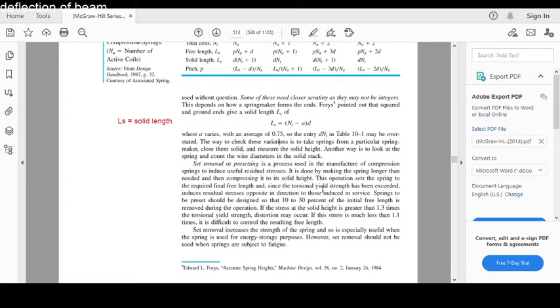Another way is to look at the spring and count the wire diameters on the solid stack. You can count whenever you have the spring: you just count the number of wire diameters.